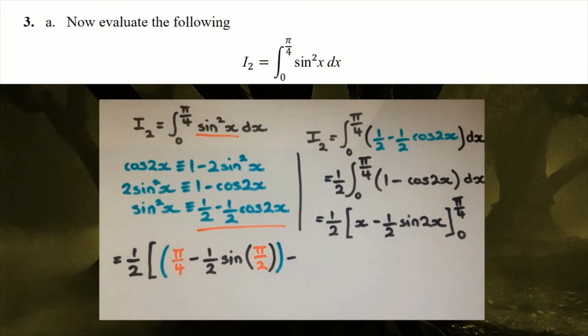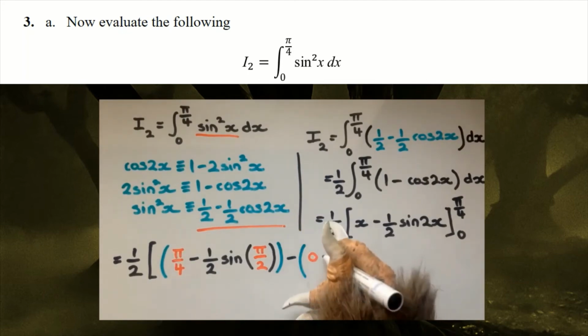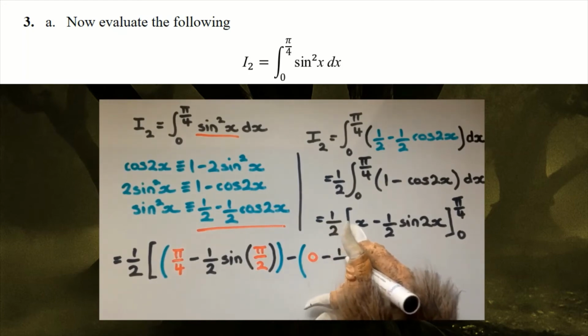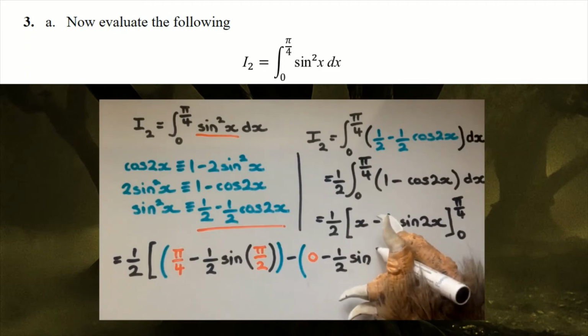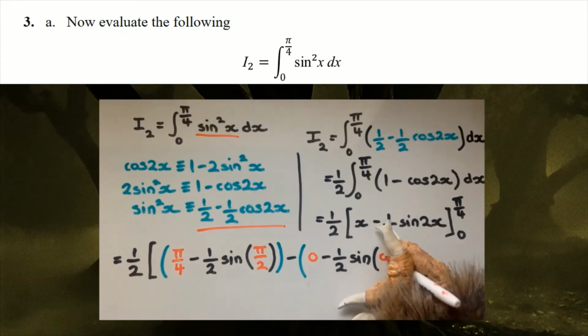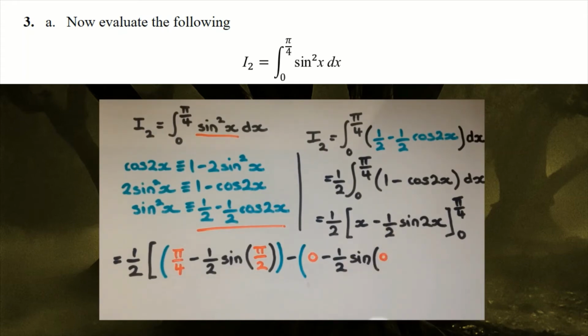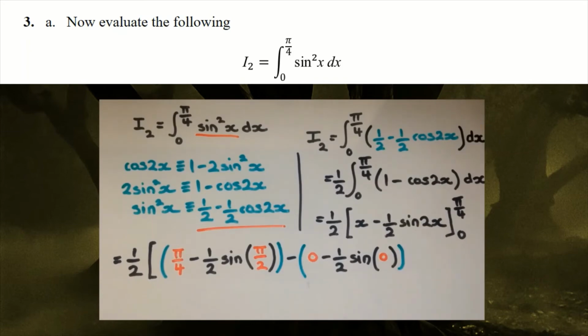Subtract lower limit. And this time we're substituting 0 in everywhere. 0, subtract 1/2 of the sine of 2 lots of 0, which we know is just 0. I'm doing this for completeness, of course, but you can do it a little bit quicker. And close those brackets. Now let's close the big square brackets and let's evaluate this integral.